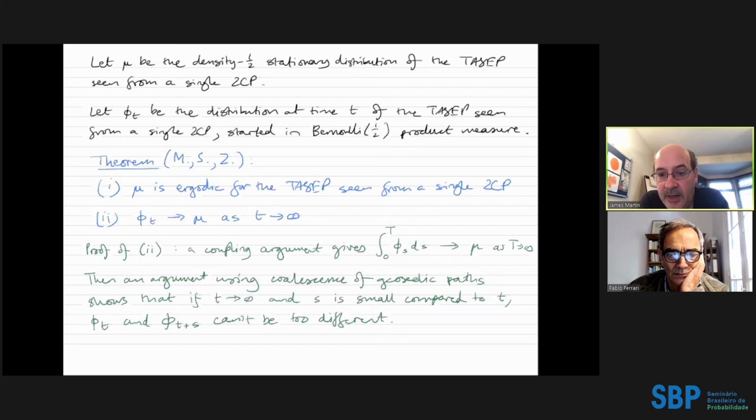Okay, but I think I'm running out of time. What I would love to have shown you is this nice combinatorial construction of the stationary distribution seen from a second-class particle. But Pablo or I can show you that another time.